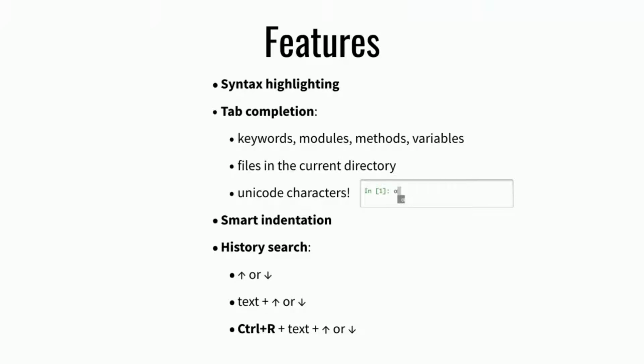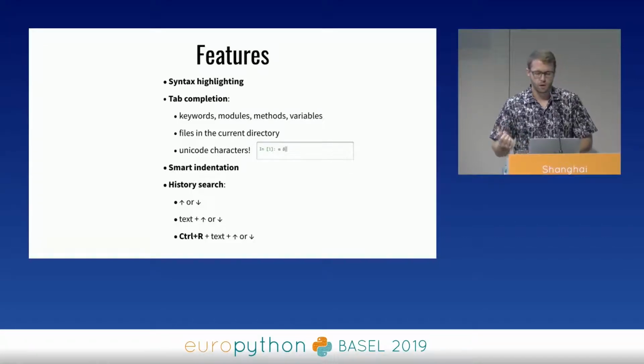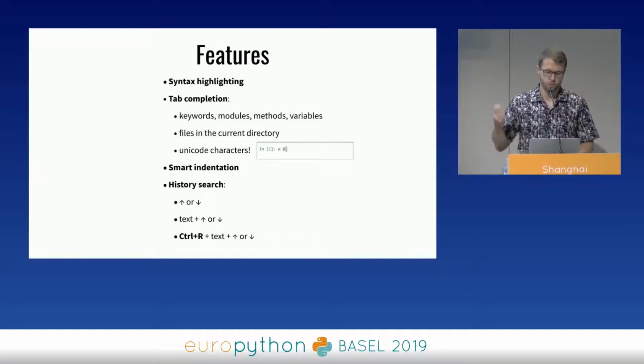It has syntax highlighting. It has tab completion, and not only for keywords, modules, methods, and variables, but also for files in your current directory or for Unicode characters. It has smart indentation, so when you start writing a function or a loop and you press enter, it will automatically indent the next line. You can search in the history, either with arrow up and down, or by typing part of the command to match, then using arrows, or by pressing Ctrl-R, then typing some text, and then pressing arrows to switch between the results.